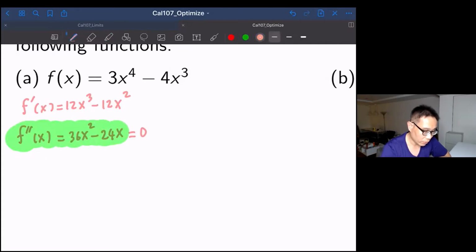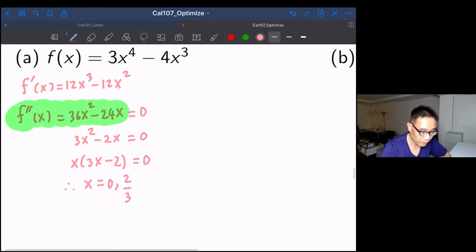So in this case, you're going to solve for x. You divide by 12, so you would get 3x squared minus 2x equal to 0. Factoring, you get x times (3x minus 2) equal to 0, so x equals 0 and 2/3.